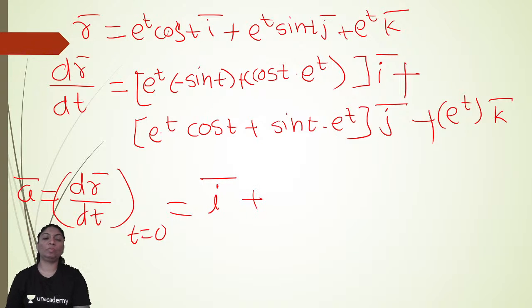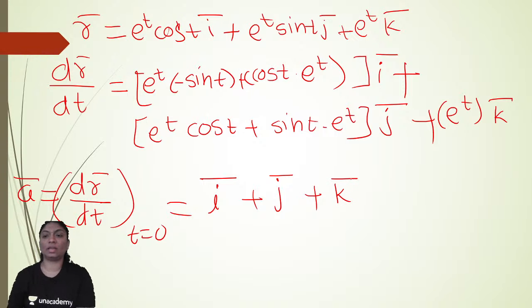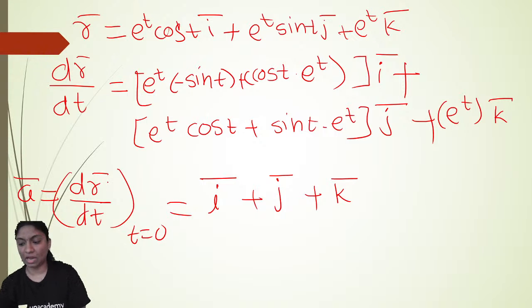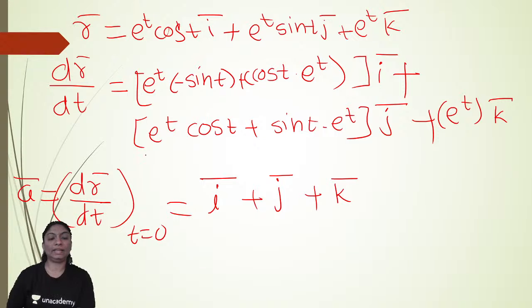Plus, now put t equal to 0. So e raised to 0 is 1 and cos 0 is 1. So you will get 1 plus sin 0, which is 0, so ultimately this term becomes 0. So you will get here 1 only. 1 into j bar, so j bar, plus e raised to 0, which is 1, so you will get k bar. So a bar is equal to dr bar by dt at t equal to 0, so i bar plus j bar plus k bar.